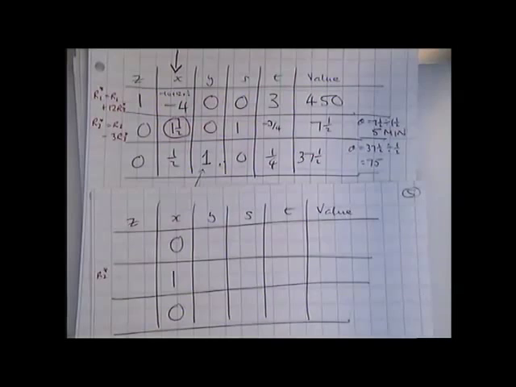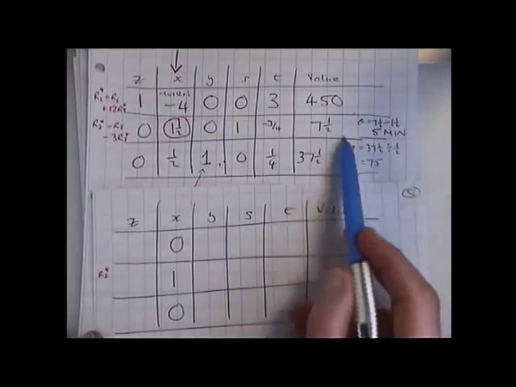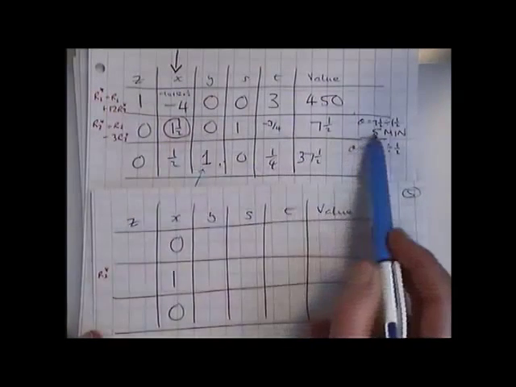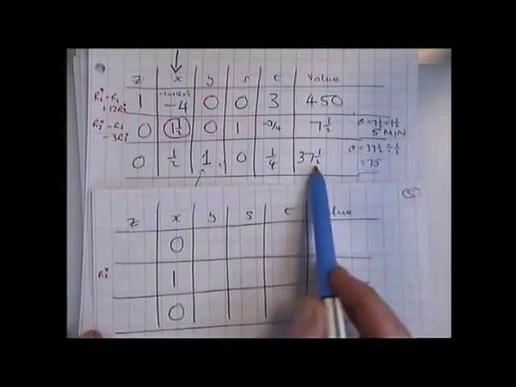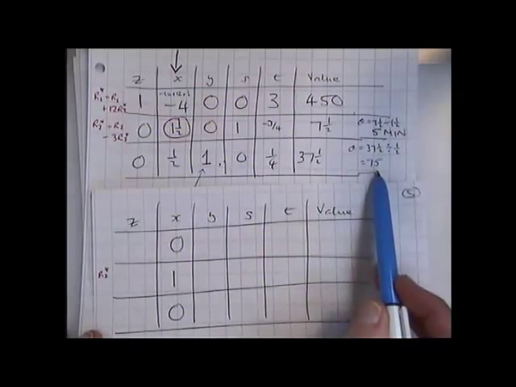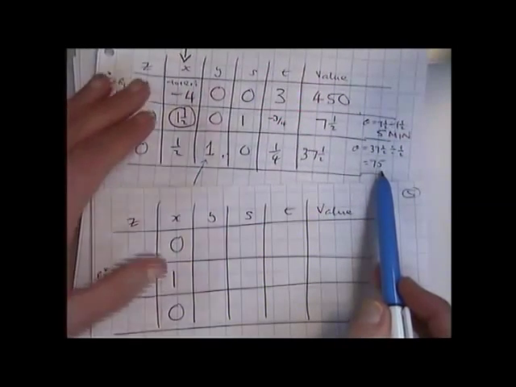You're going back to the very... On the table we just did. Here was 7.5 divided by 1.5, which gave us a 5, my theta value. And over here, 37.5 divided by a half gave me 75. Those are my theta values. Is that what you're asking about, Megan?